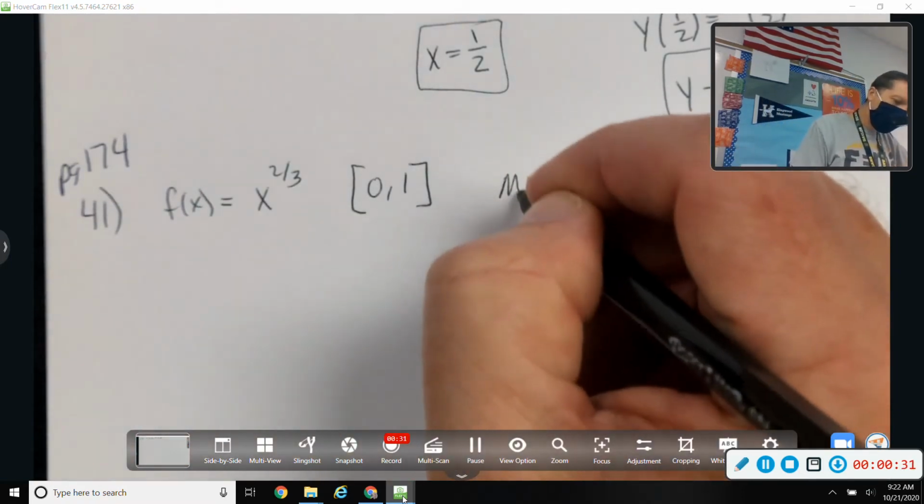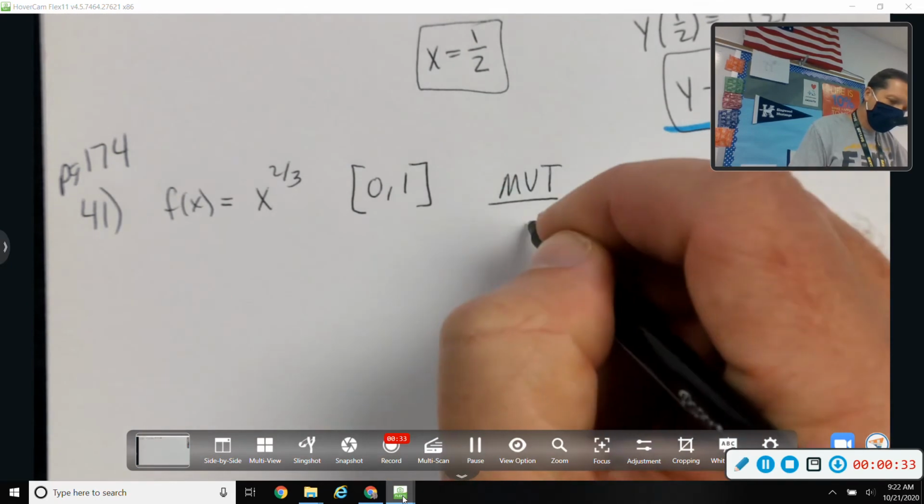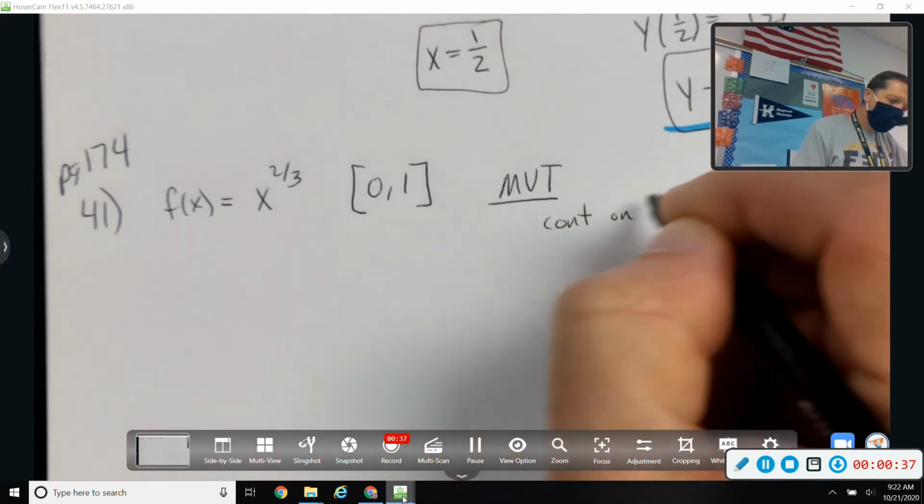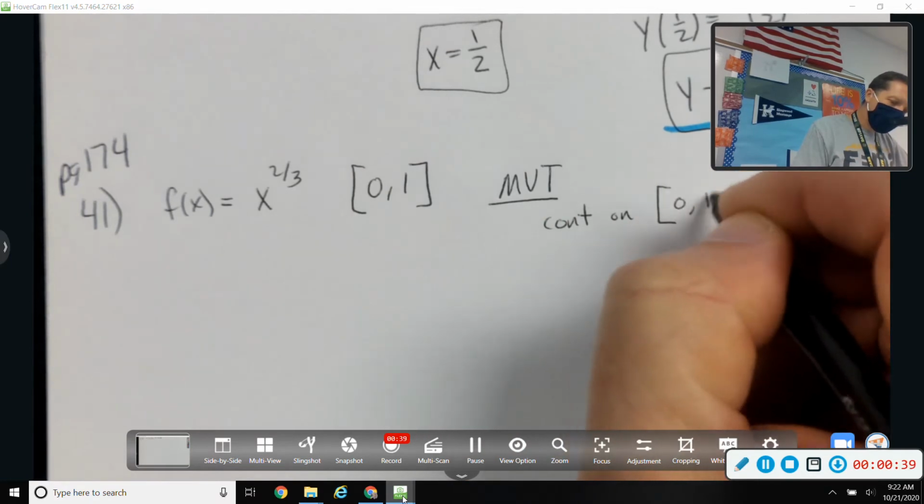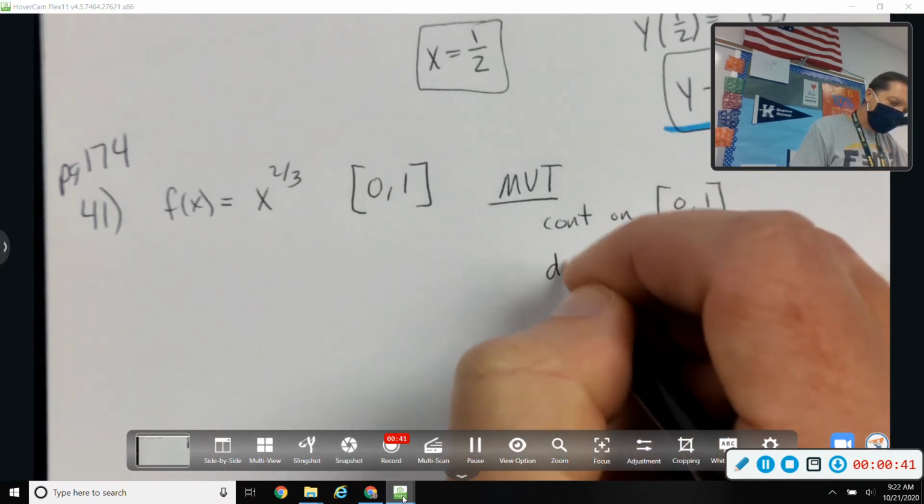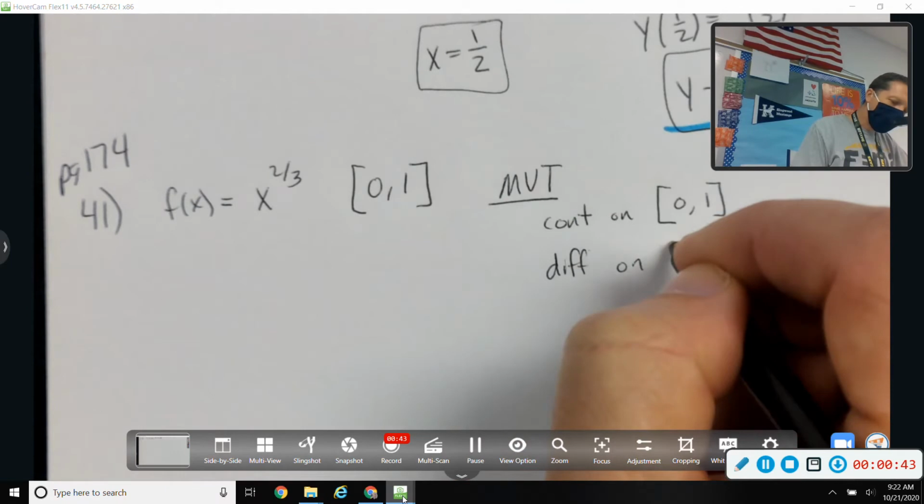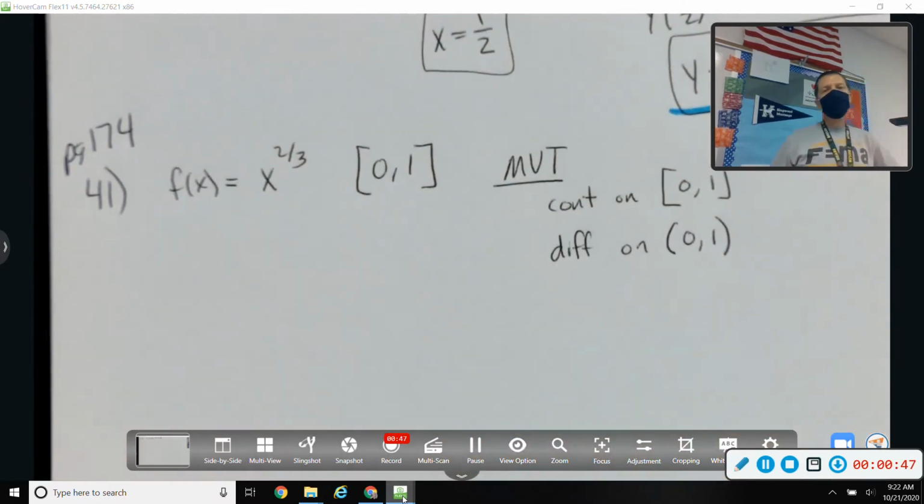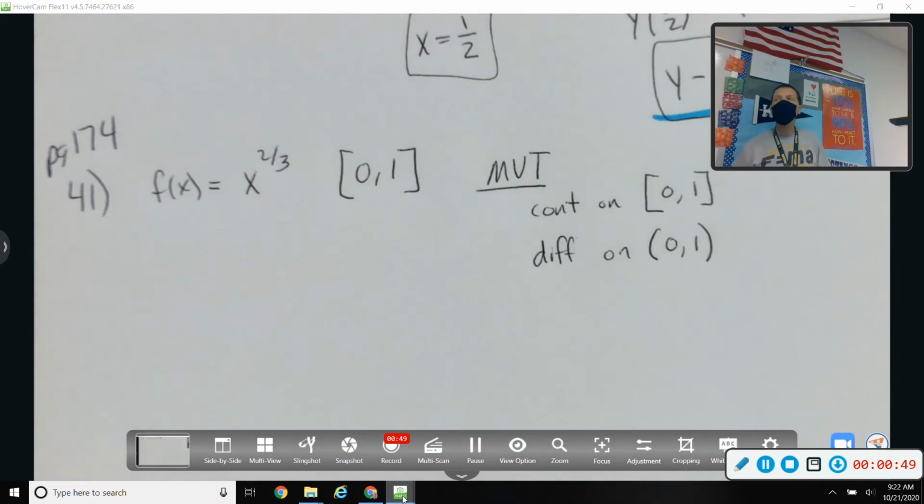Okay, so MVT, there's only two conditions. It has to be continuous on the closed interval and differentiable on the open interval. Right? Continuous on closed, differentiable on the open. That's the only thing I'm having to check on 41. So I don't even have to apply it. Just, does it work? Yes or no?